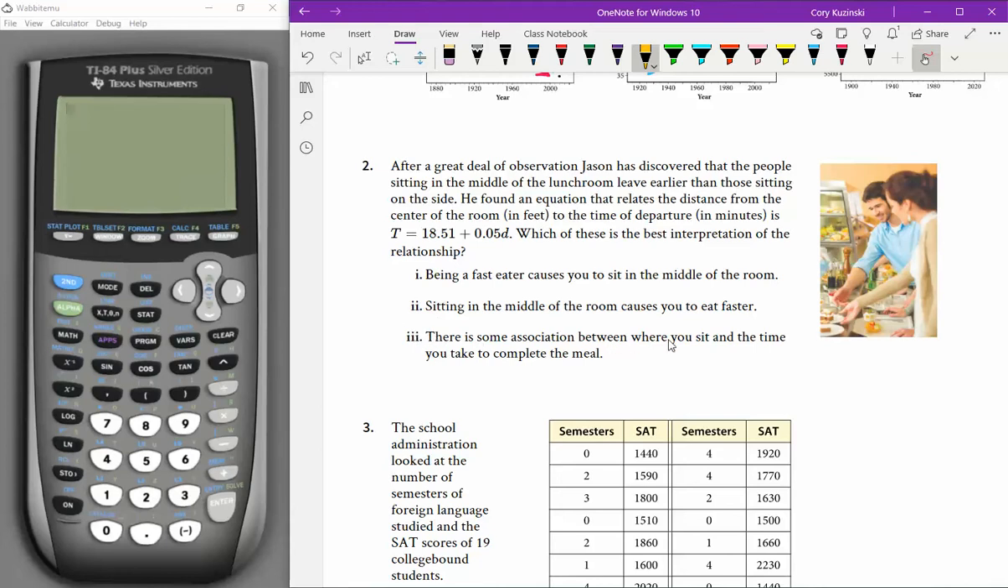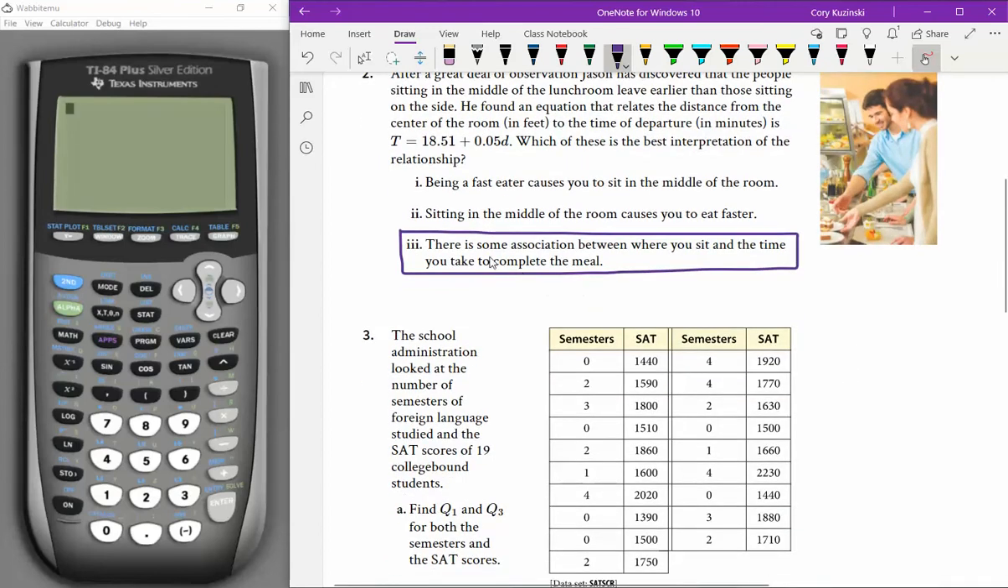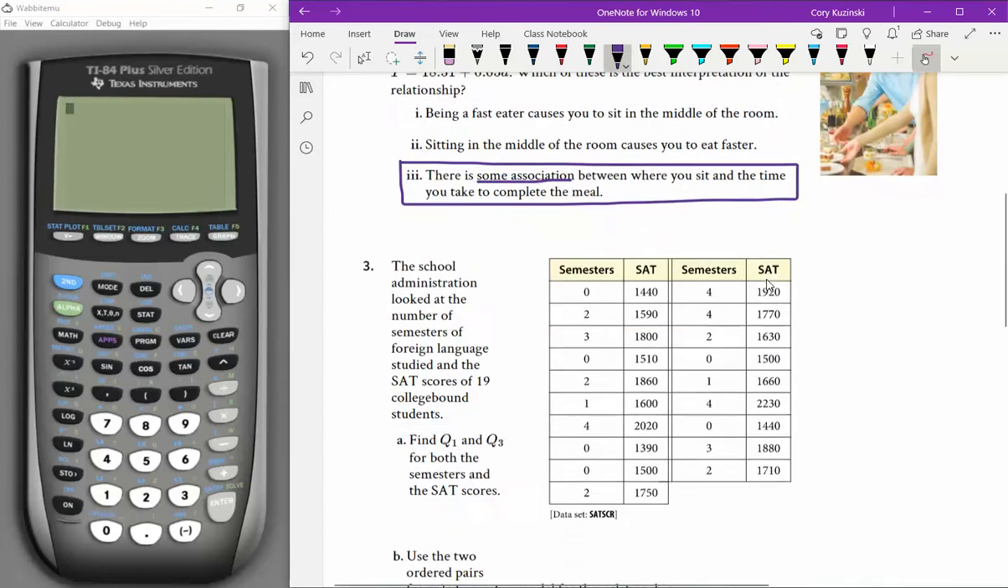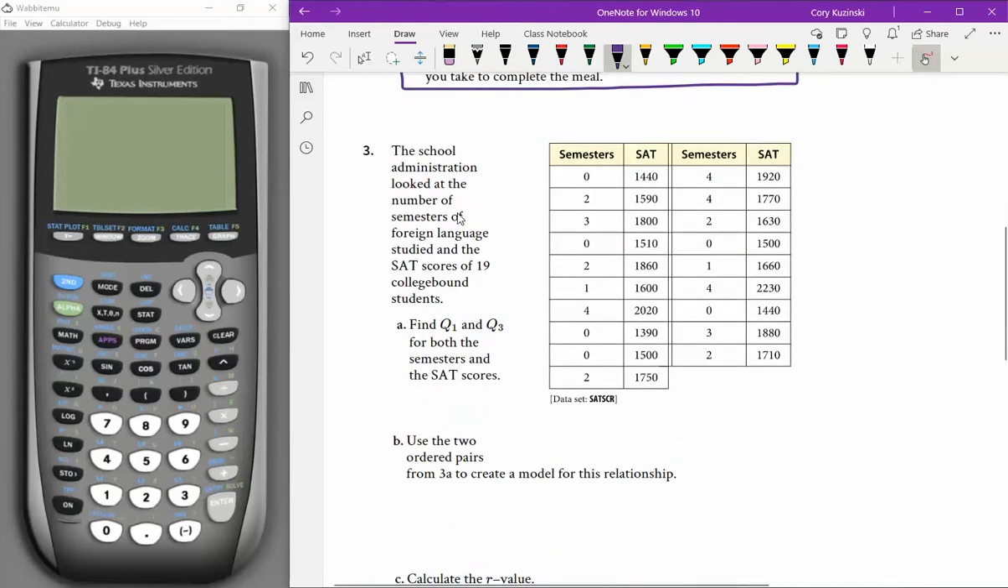Why would just sitting in a certain place make you eat faster? There is some association between where you sit and the time it takes you to complete your meal. I think that's the one. There's some relationship there that he's noticed. What's actually causing it, we can't say for certain. We'd have to do a lot more studies, surveys, and collect a lot more data. So there's some association.